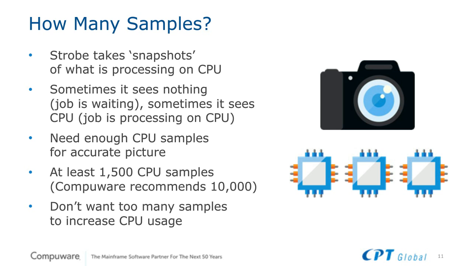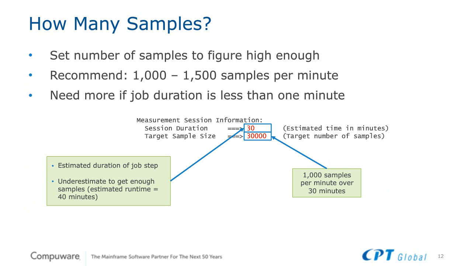I guess if it's all going into the Strobe address space, you can probably then measure it as well with something like a type 30. So you can get an idea of what your Strobe overhead is, can't you? Or you can just go into SDSF and see how much CPU time the prototypes have used. Indeed. Okay, so basically, how many samples?